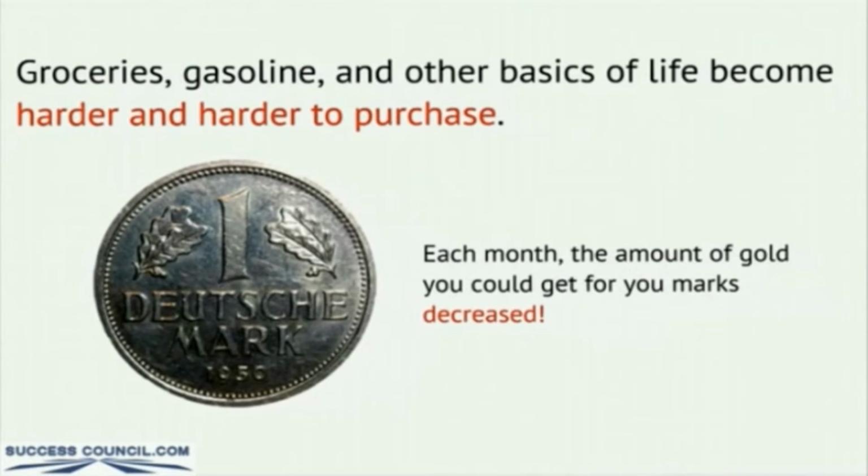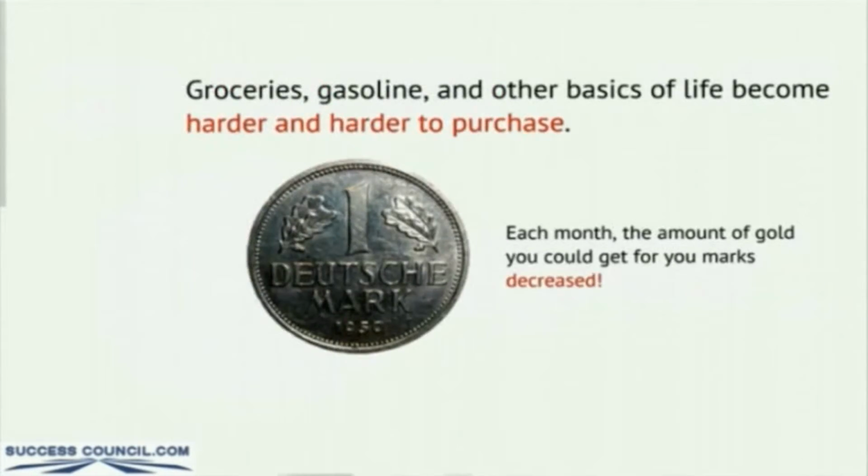Groceries, gasoline, and all of the basics of life were becoming harder and harder to purchase, very similar to what we see around the world today. As each month passed, the amount of gold, or anything for that matter, you could get for your marks decreased. The longer you waited, the less you could get with your savings, and your cash became worth less and less. So at one end of the spectrum, you have the people who could see the train coming, took action, and preserved whatever wealth they had.